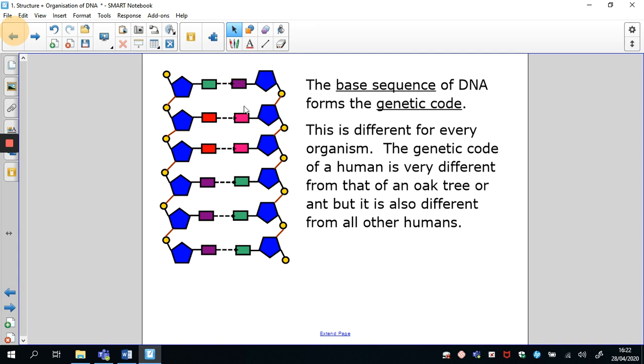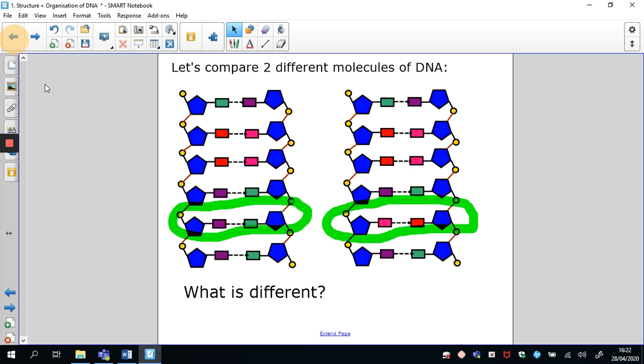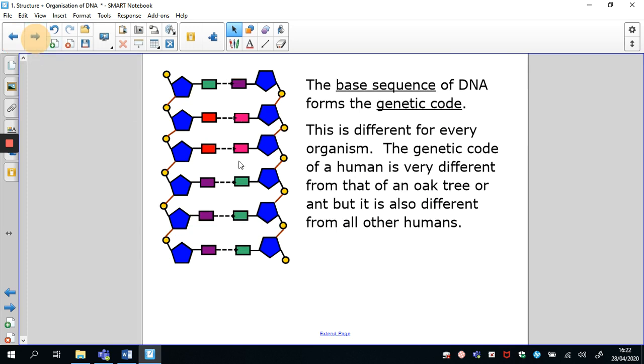So this one is going purple, pink, pink, green, green, green. That's a sequence. Whereas this one is purple, pink, pink, green, red, green. Now remember, those colours represent the A's, the T's, the C's and the G's. So that sequence is what forms the genetic code.